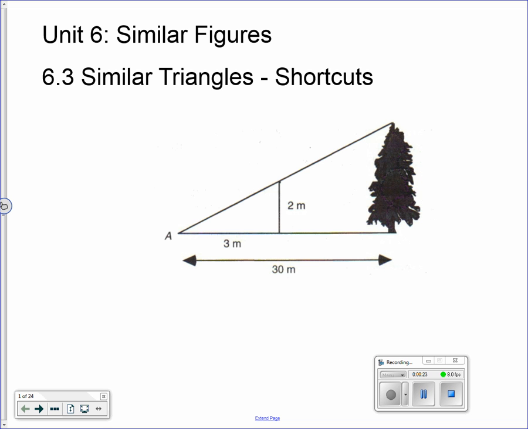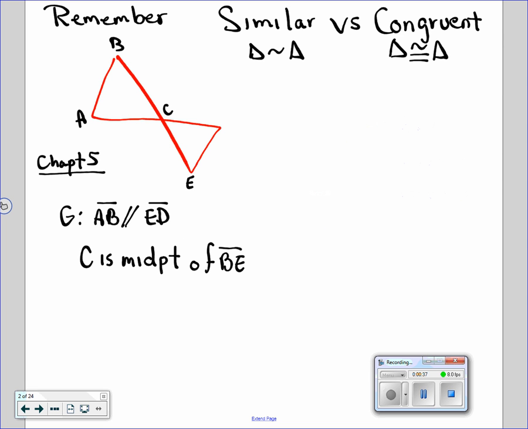So we're going to be looking at a picture like this at the very end and seeing if there's some way that we can create an answer for how tall this tree is. And it's going to have something to do with similar triangles. Let's get started. All right, so remember this section, this unit that we're working on is similar figures.